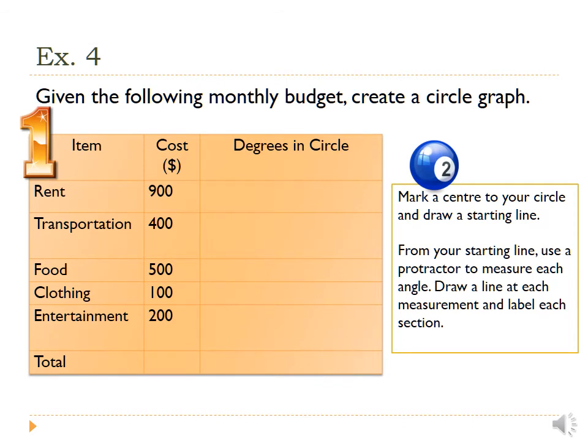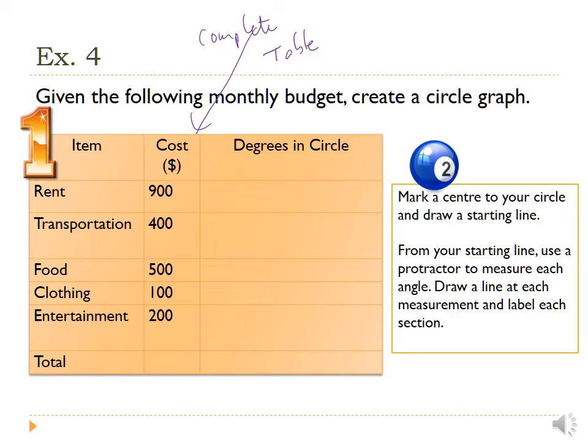So we have a monthly budget. We're going to create a circle graph. So we're going to go through the steps of creating it. The only thing I might ask you on a test, or on an assignment, is to complete this table. Which is very similar to the tables that we've already completed. So again, don't worry about it if you don't have a protractor at home. We'll go over the steps, but you don't got to worry about it.